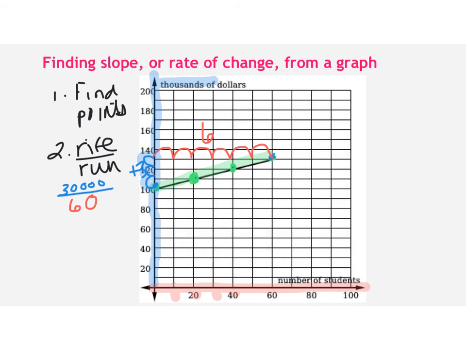Now I can go ahead and reduce that fraction. I'm going to have 30,000 divided by 60. Remember, when we're reducing by tens, we can cross out any zeros they have in common. So now I've got 3,000 divided by 6. I'm going to do some quick mental math. I know that 30 divided by 6 is 5, and I've got 2 extra zeros. So I know that my slope, or my rise over run, is actually going to be 500 when I reduce that.